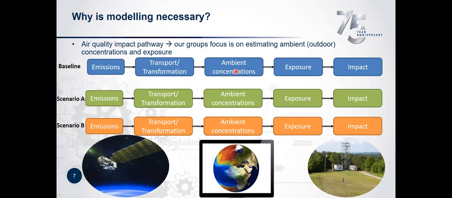In addition, of course, models can also be used to look at different scenarios. So if we want to look at the scenario of what impact the green transport strategy, for example, will have on emissions and ambient concentrations, we can use CAMx for that as well. And we've used that in air quality management plans.